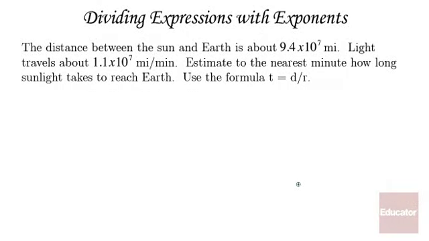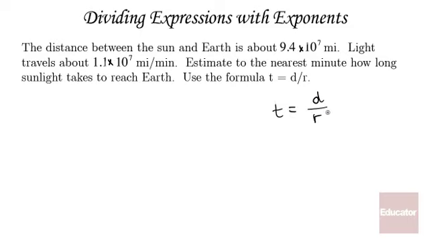The distance between the sun and Earth is about 9.4 times 10 to the 7th miles. We want that in scientific notation. Light travels about 1.1 times 10 to the 7th miles per minute. Estimate to the nearest minute how long sunlight takes to reach the Earth. Use the formula T equals D over R. So time equals distance over rate.